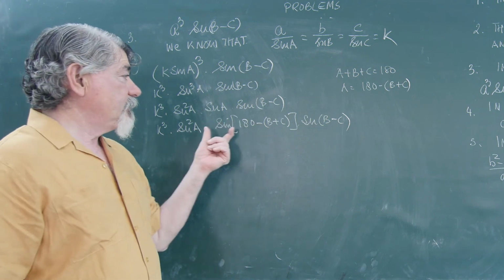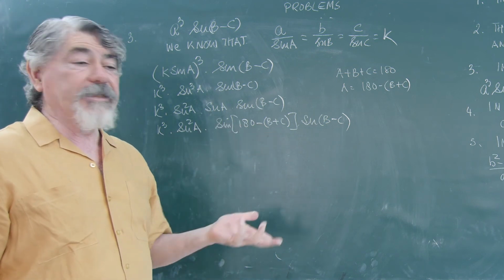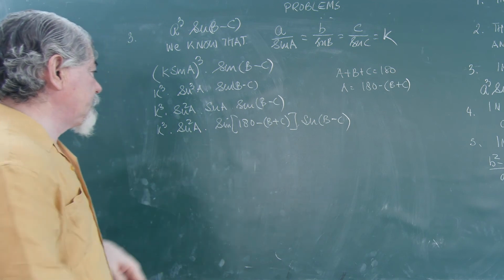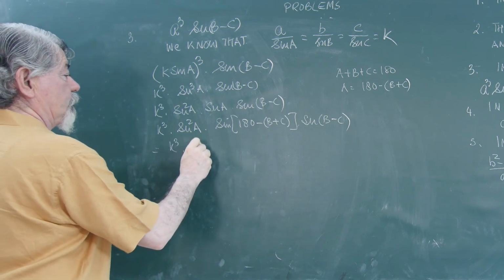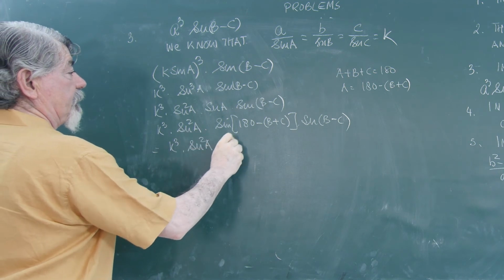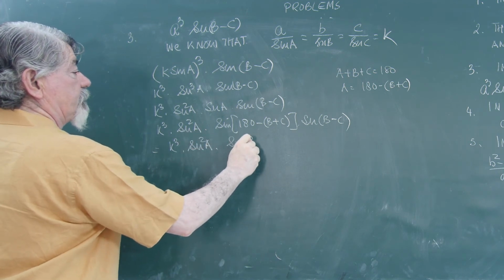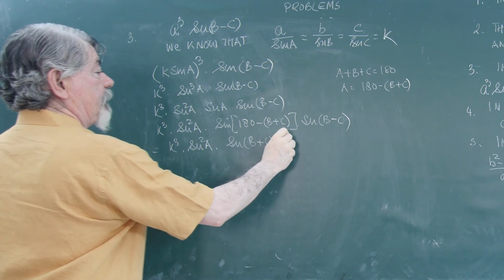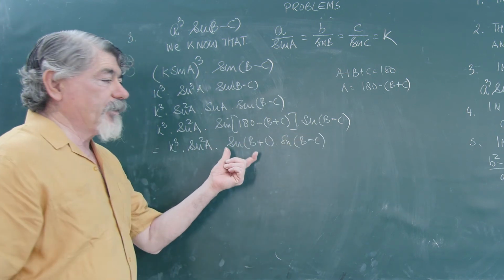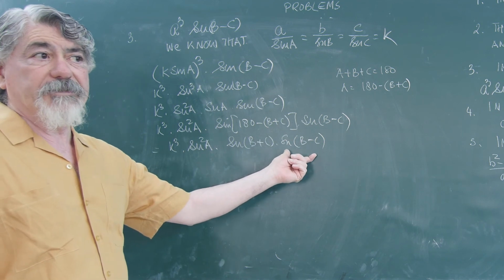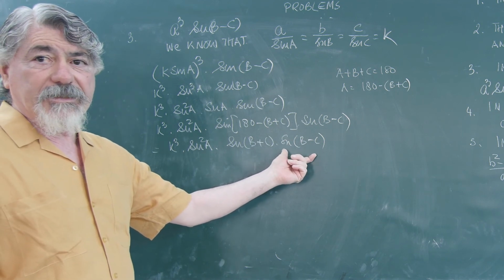Sine (180 minus theta) is sine theta. It will be sine (B plus C). It will become K cube sine square A. Here it will become sine (B plus C), and it is sine (B minus C). Sine (A plus B) sine (A minus B) becomes sine square A minus sine square B.